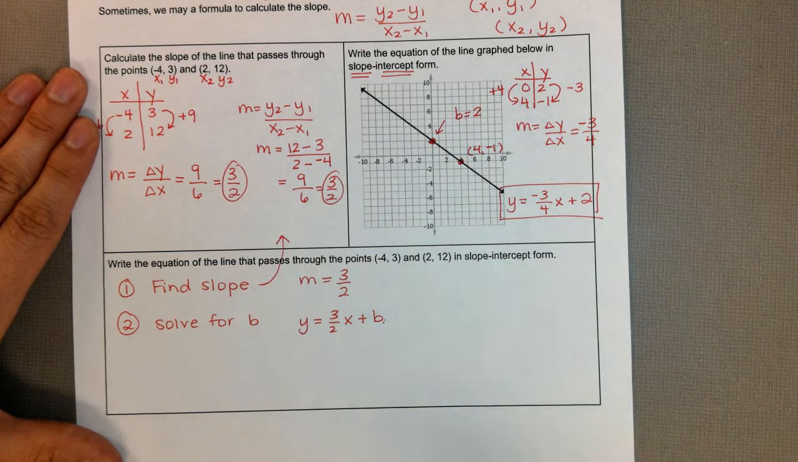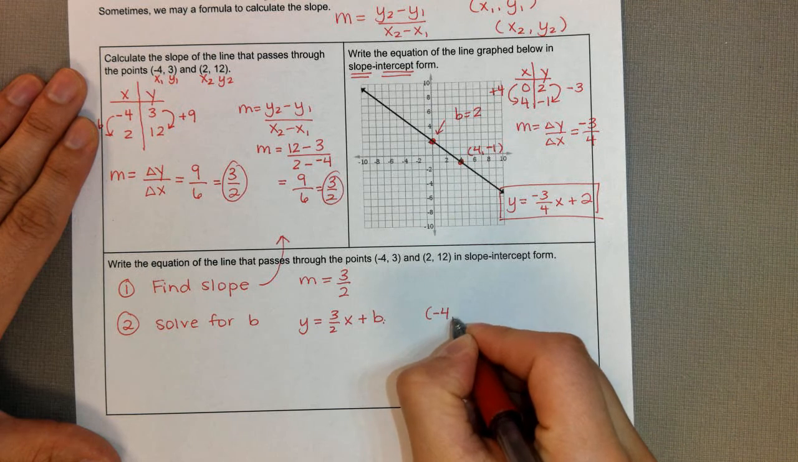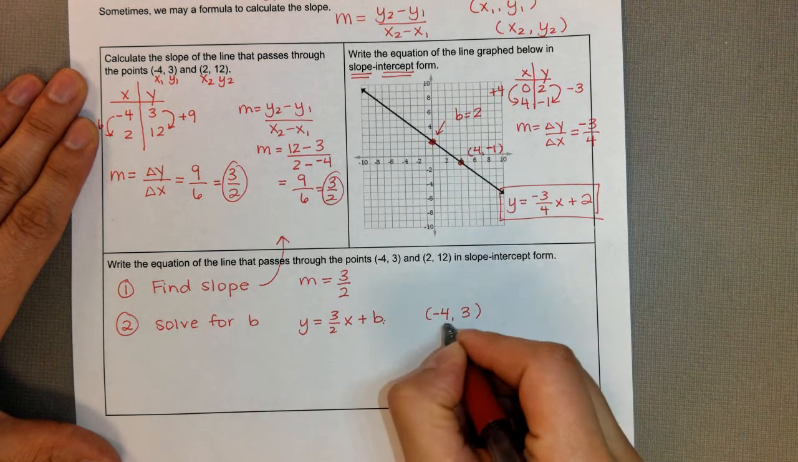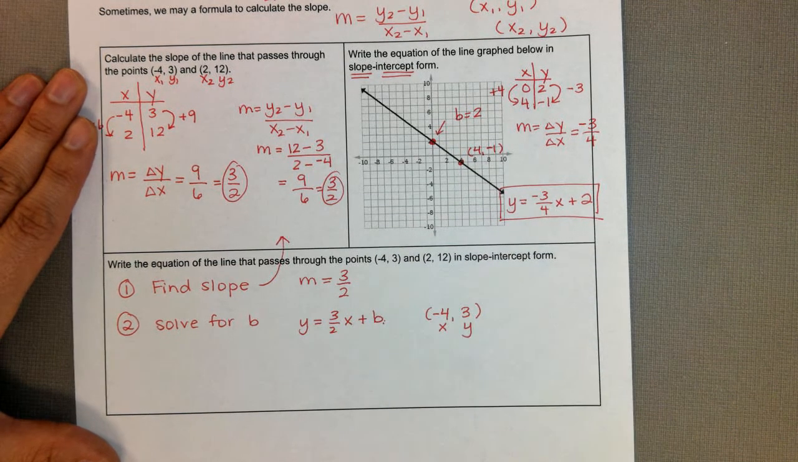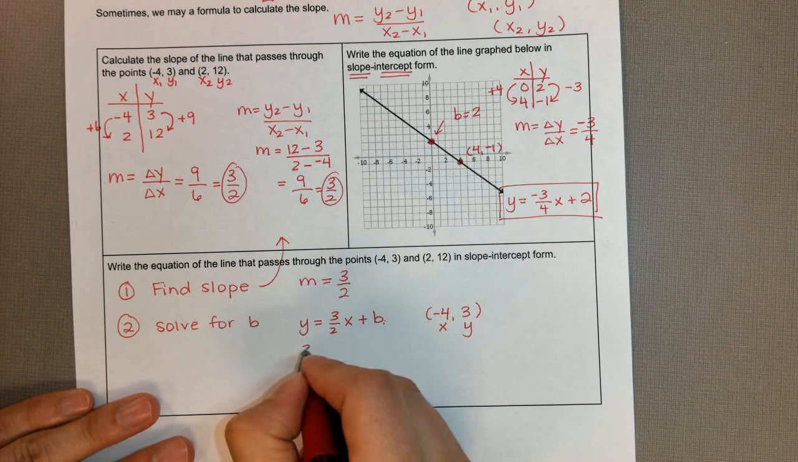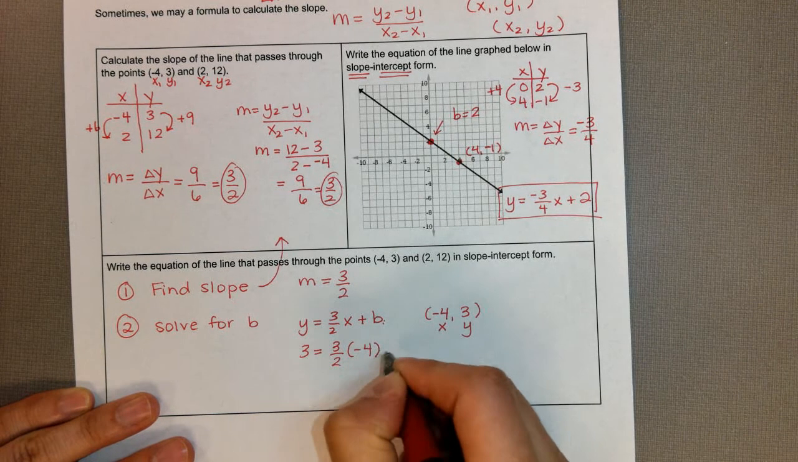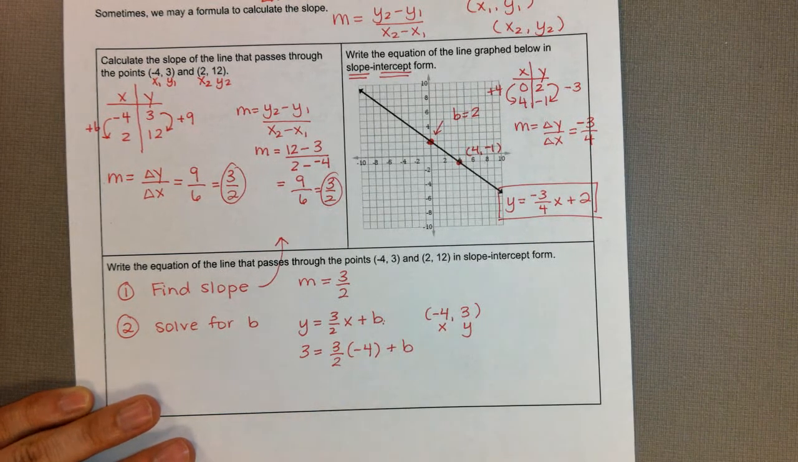The way that I can do this is I can choose one of my points, and I can plug it in. I'm going to choose to plug in -4, 3. -4 is my x value, 3 is my y value. So I'm going to plug this in. So the y value was 3 equals 3 halves times -4 plus I don't know what b is. And now I can solve for b.